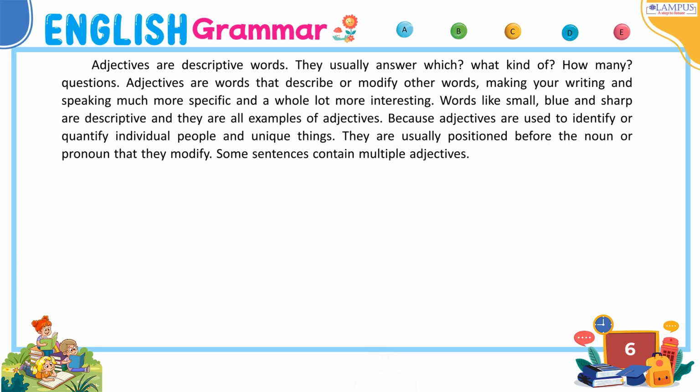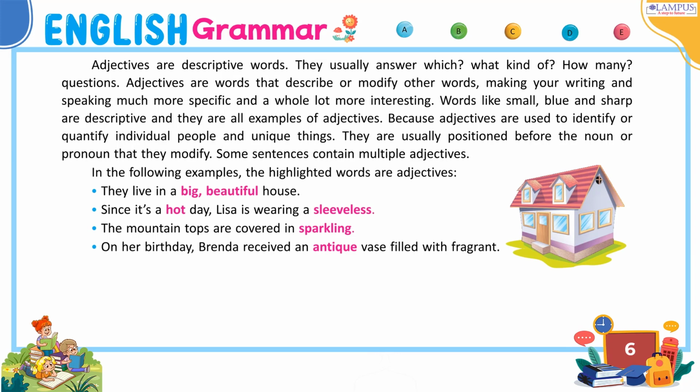Adjectives are used to identify or quantify individual people and unique things. They are usually positioned before the noun or pronoun that they modify. Some sentences contain multiple adjectives. In the following examples, the highlighted words are adjectives.